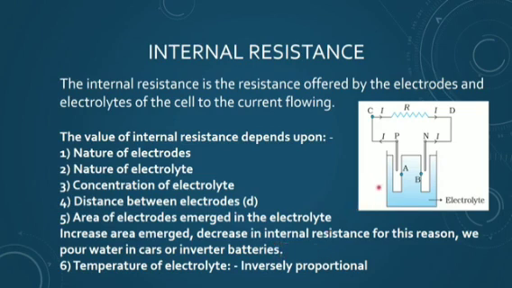Otherwise, the cells which you are using in torches or in your TV remotes are non-rechargeable cells. Those are primary cells. The dry cell which you are using in your day-to-day life is the Leclanche cell only, and ammonium chloride is the electrolyte in that. And of course, the temperature of the electrolyte matters. It has an inverse relation: if temperature is increasing, then internal resistance decreases, or vice versa. So these are the factors on which the internal resistance depends.